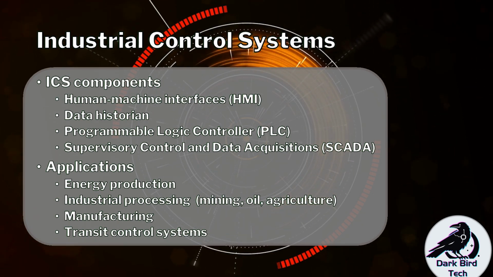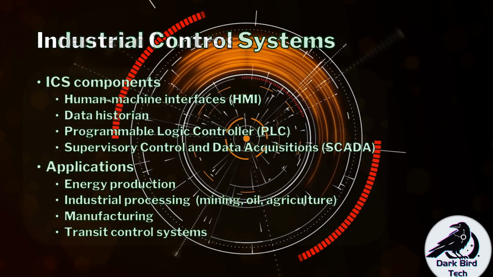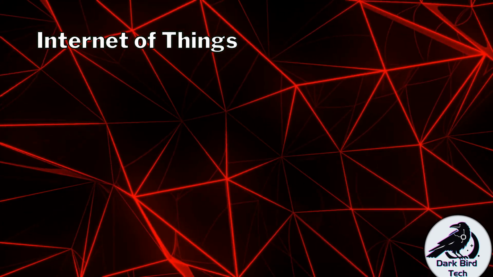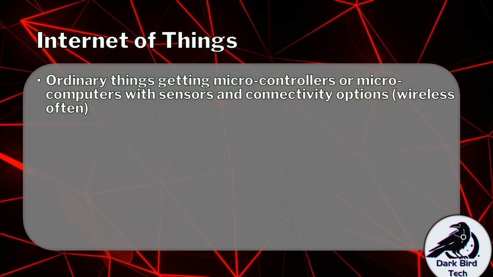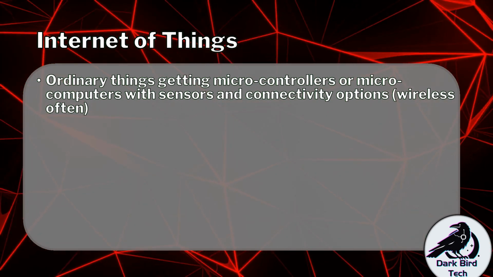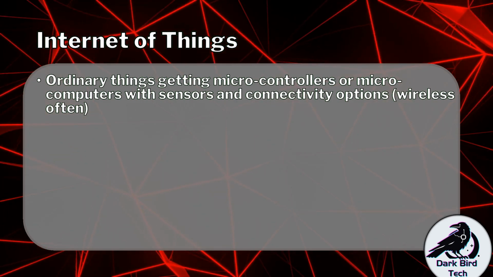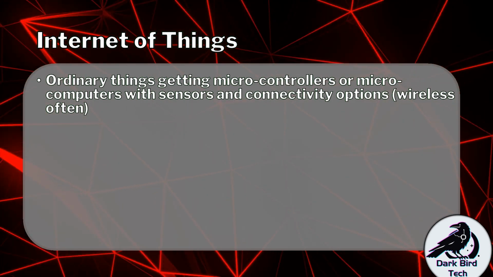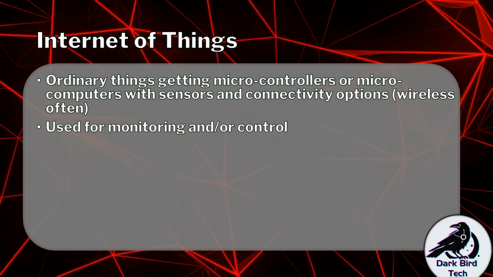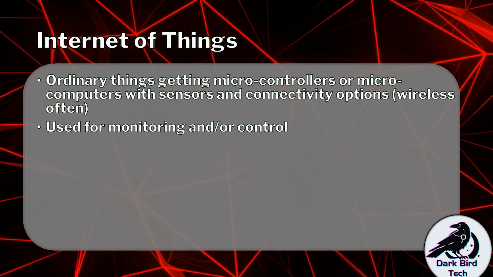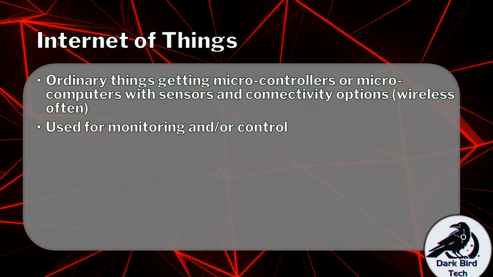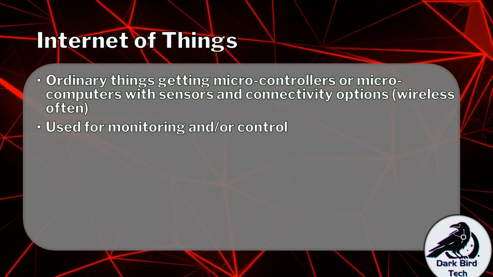But something that's getting a lot more popularity nowadays is IoT, or the Internet of Things. Now, the Internet of Things is where ordinary stuff is getting a microcontroller or a microcomputer with sensors and connectivity, keyword connectivity, built into it. Usually that connectivity is wireless in some way or form. And the idea of IoT is that we can have these arbitrary things like light switches, wall sockets, specialized sensors and IoT products in the room, monitoring and even controlling certain things.